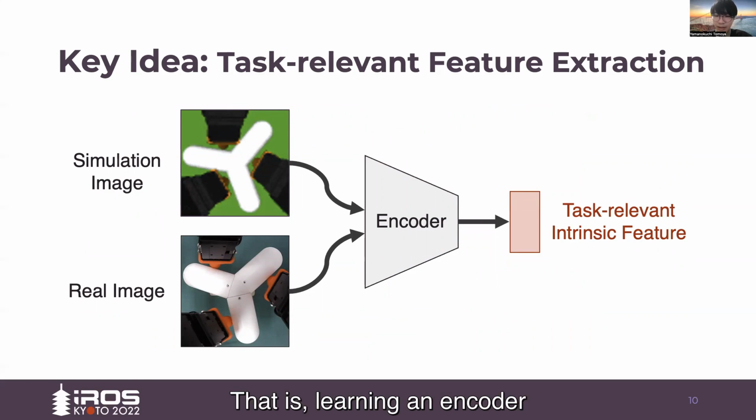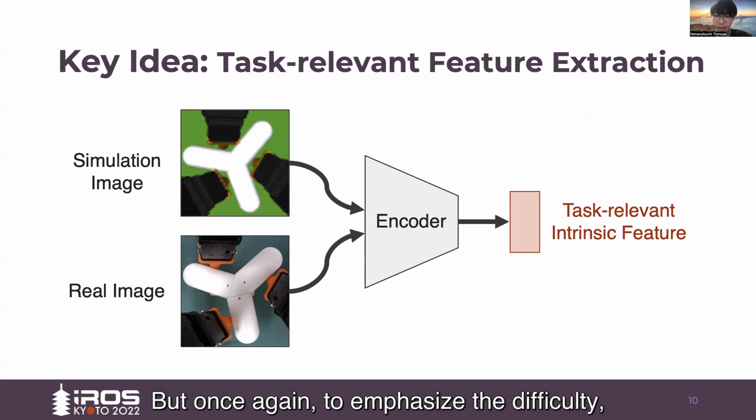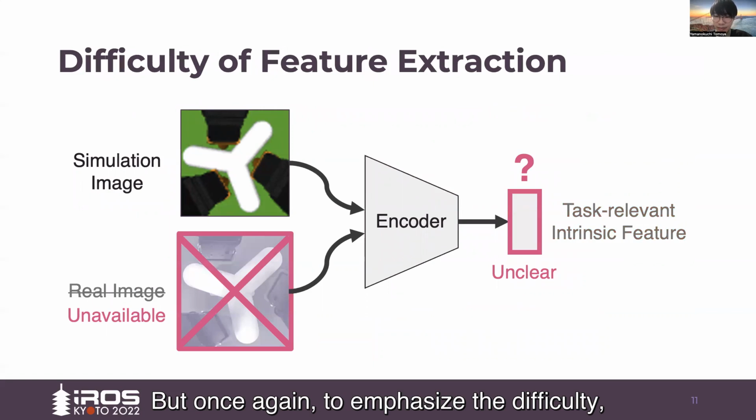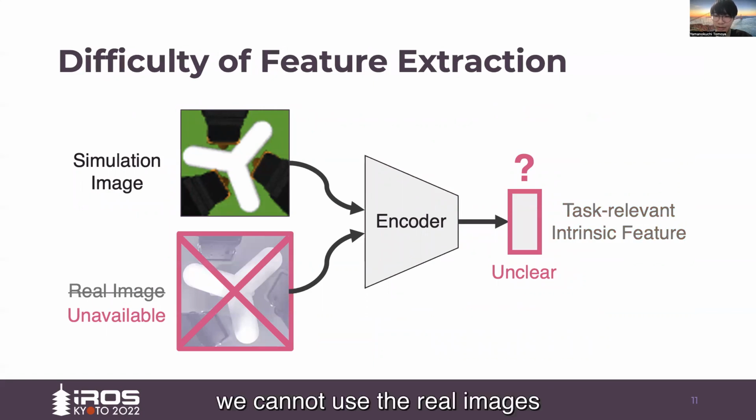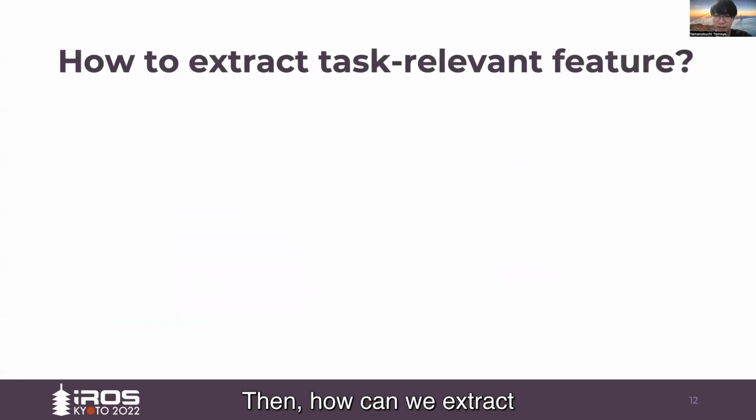That is, learning an encoder that can extract features common to both simulation and real images. But once again, to emphasize the difficulty, we cannot use the real images for feature extraction, since our objective is zero-shot sim-to-real transfer. In addition, the task-relevant intrinsic feature is also unclear. Then how can we extract task-relevant intrinsic features without any real-world data and its clear definition?